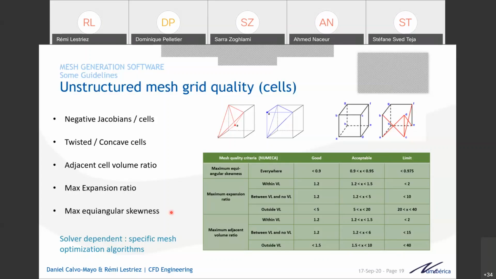And actually, in our mesh generator, we have specific mesh optimization algorithms depending on the solver you're going to use. At NumIbérica, we'll be mainly looking at maximum equiangular skewness. We try to have it lower than 0.95.